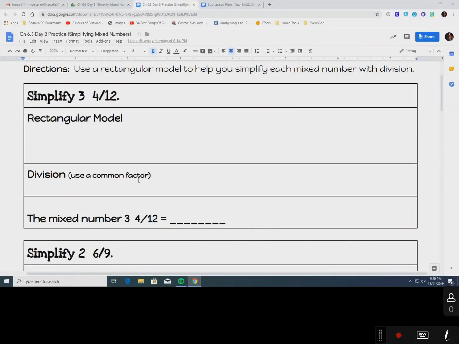Let's go ahead and look at our practice page about simplifying mixed numbers. As we go through this, please feel free to correct or fix anything that you may have missed. I've already started my rectangular model for the first problem.